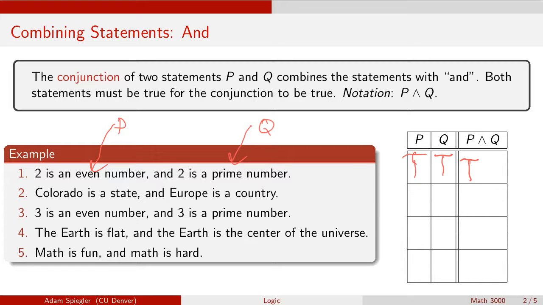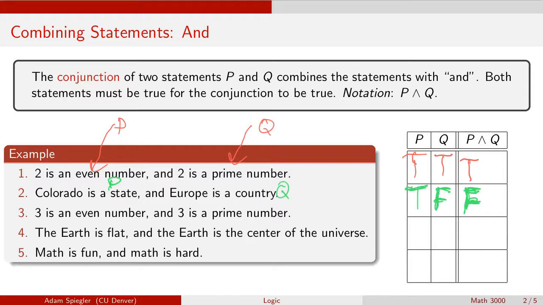So in number 2, Colorado is a state. We'll call that statement P. Europe is a country. We'll call that statement Q. And Colorado is a state. P is correct. That is true. Europe is a country. That is definitely not true. And so therefore, since P is true but Q is false, we would say the statement P and Q is false because they're not both true. So this is false.